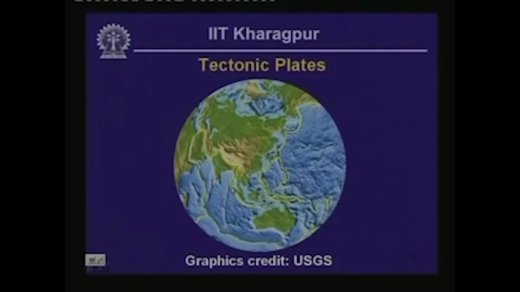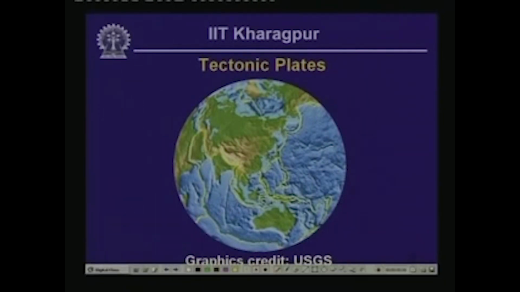Okay. Also, another thing I want to mention here, you need to look at this particular feature here. This is called 90 East Ridge, and this ridge is a remnant of the volcanism that is associated with the northward drift of the Indian plate.